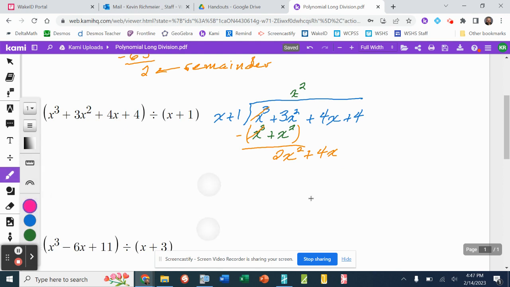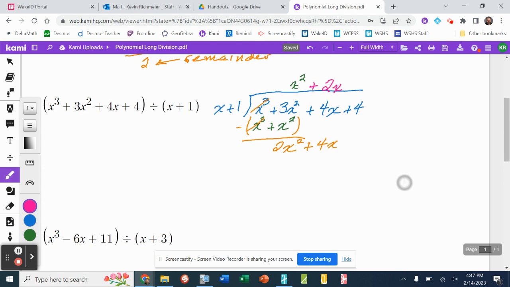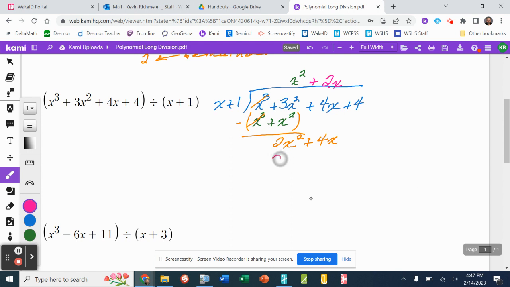Now what we need to do is look at x and say, what do I need to multiply it by to make it 2x squared? Well, the answer to that is 2x. And because it's 2x, I want to make sure I'm lining it up above the 4x, its corresponding term in the dividend. So 2x times x will give us the desired 2x squared. 2x times 1 will give us plus 2x. However, I am going to go ahead and subtract these things. Okay, I need to subtract them.